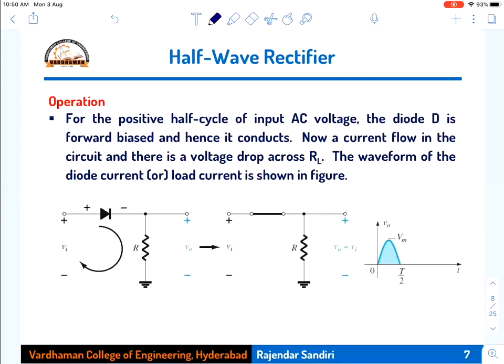First we will see the positive cycle. For the positive half cycle of the input AC signal, the diode D is forward biased and hence it conducts. Forward half cycle is nothing but a positive voltage from 0 to pi. So for all the positive voltage from 0 to pi, the diode D is on because it is forward biased. Hence it conducts. So the diode is on.